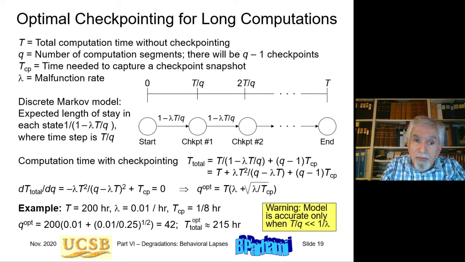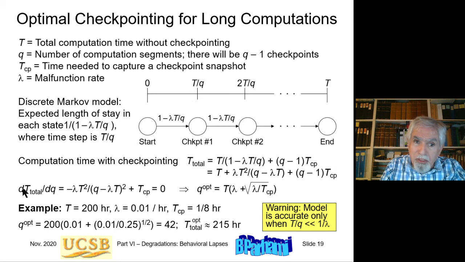Okay, now there's a warning here. The model is accurate only when T over Q is much less than 1 over lambda. T over Q, remember, was the time duration of this one segment of the computation. And the model is accurate only if that's much less than the mean time to failure.